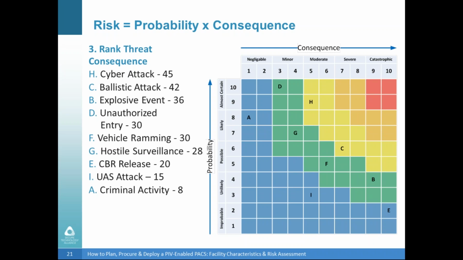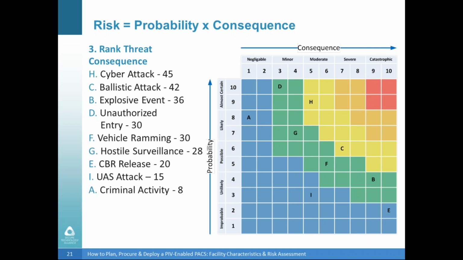So in the final step, you rank each of the threats in terms of relative consequence and move them along the horizontal axis of the chart. Again, the ranking I used here is only an example. It doesn't reflect consequence to your specific facility or mission. When you're done, you'll have a chart that shows relative risks to your facility.